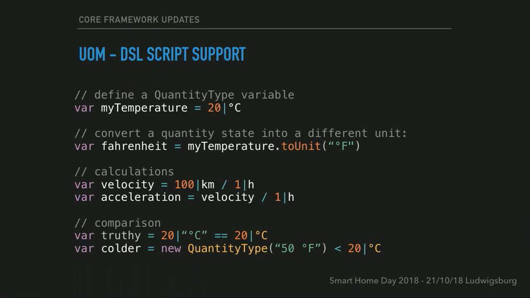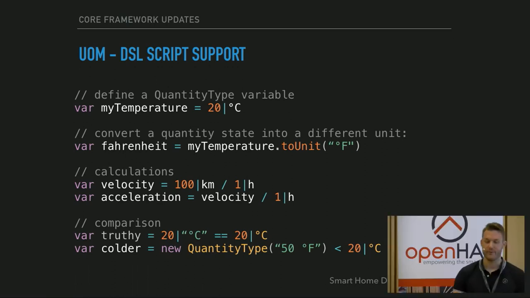Okay. Here are some examples of how to use the units of measurement support in the DSL. We had to define a special separator between the scalar value and the unit so that the parser wouldn't break. The first try was to do it without, and it looked really, really nice, but it didn't work. So you have to have this pipe symbol to separate the scalar value from the unit.